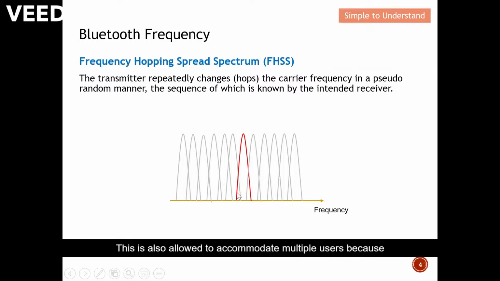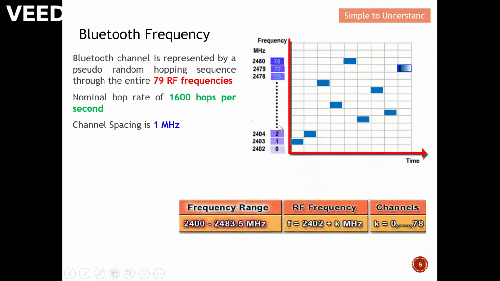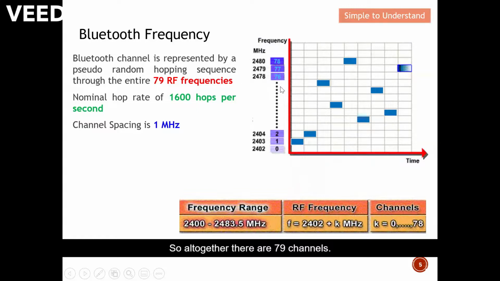This also allows it to accommodate multiple users, because the frequency is going to hop around. I'm going to explain this on the next slides. So this is a 2D diagram here to see the Bluetooth channels. This is the time versus the frequency. Like I mentioned, there are 79 channels, from channel 0 all the way to channel 78. So altogether, there are 79 channels. Every channel occupies 1 megahertz, which means that from here to here is 1 megahertz of bandwidth.